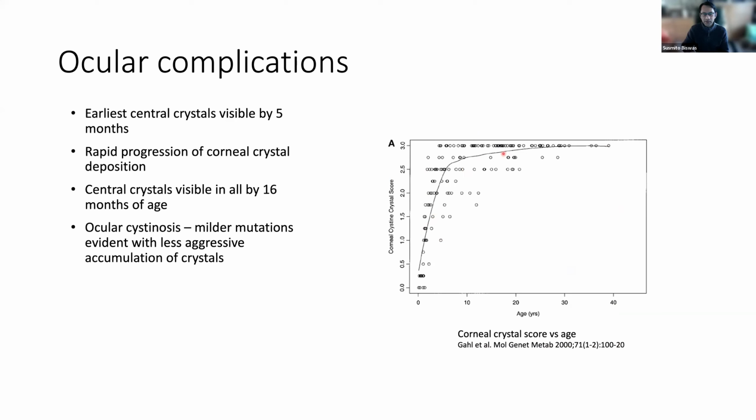With ocular cystinosis, where there's no renal involvement, no kidney involvement, it is a milder form, and as such, there's less acceleration of this crystal deposition, so it takes a little bit longer.